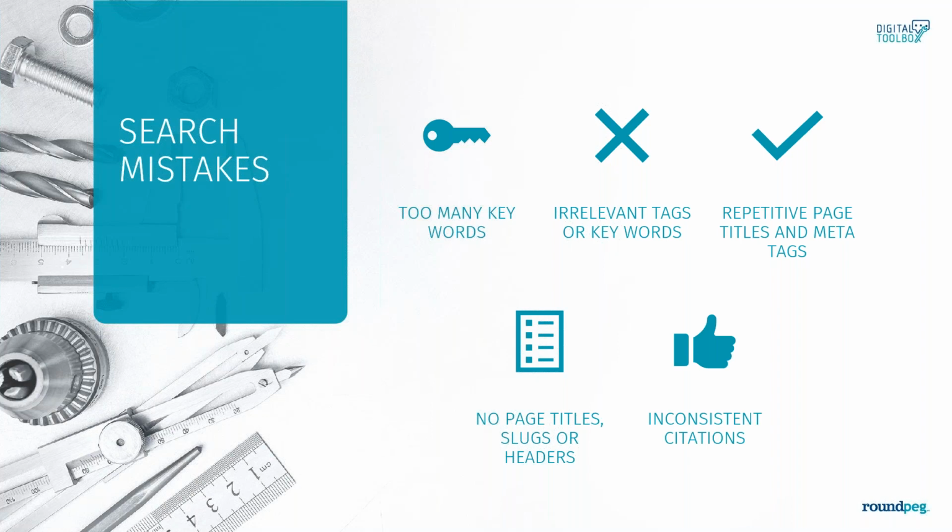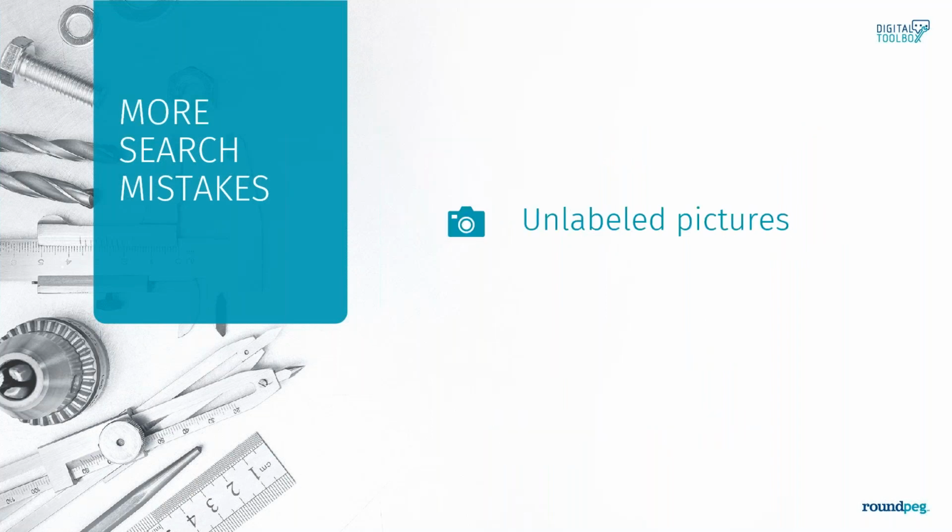And inconsistent citations, what that is, it's the name, address, and zip code of your company. Make sure that everywhere your contact information appears, that it looks consistent.